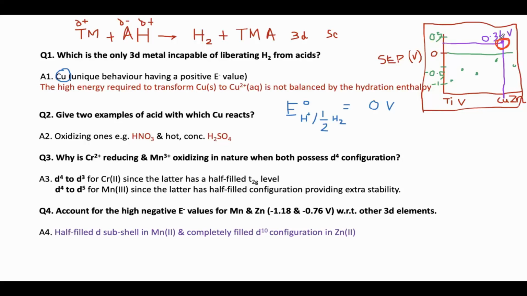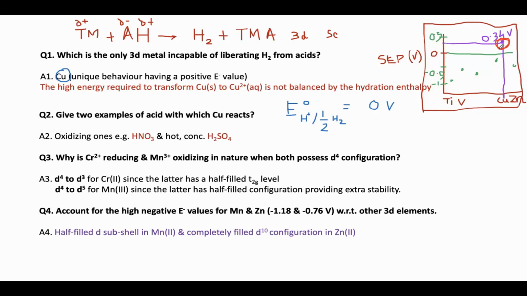So you can see here, we have the standard electrode potential value in the y-axis and the 3D metals in the x-axis. So here all the 3D metals have their E0 value, that is the M2 plus M standard electrode potential value, below this zero voltage line. But in case of copper, the value is actually positive, that is more than this 0 volt, which is plus 0.34, which is unique in the entire 3D series. No other metal shows this anomaly.